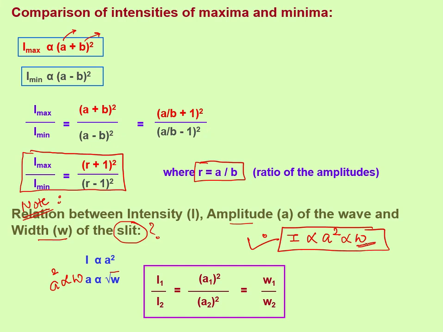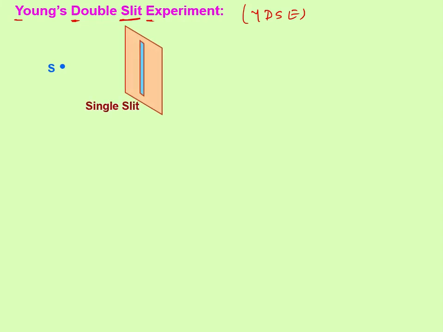What do we mean by the width of the slit? For this we have to study a very important topic of this lecture, called Young's double slit experiment. We'll call it YDSE. In this topic we'll discuss what a slit is. A slit is a narrow opening in a given wire or in a given plane.